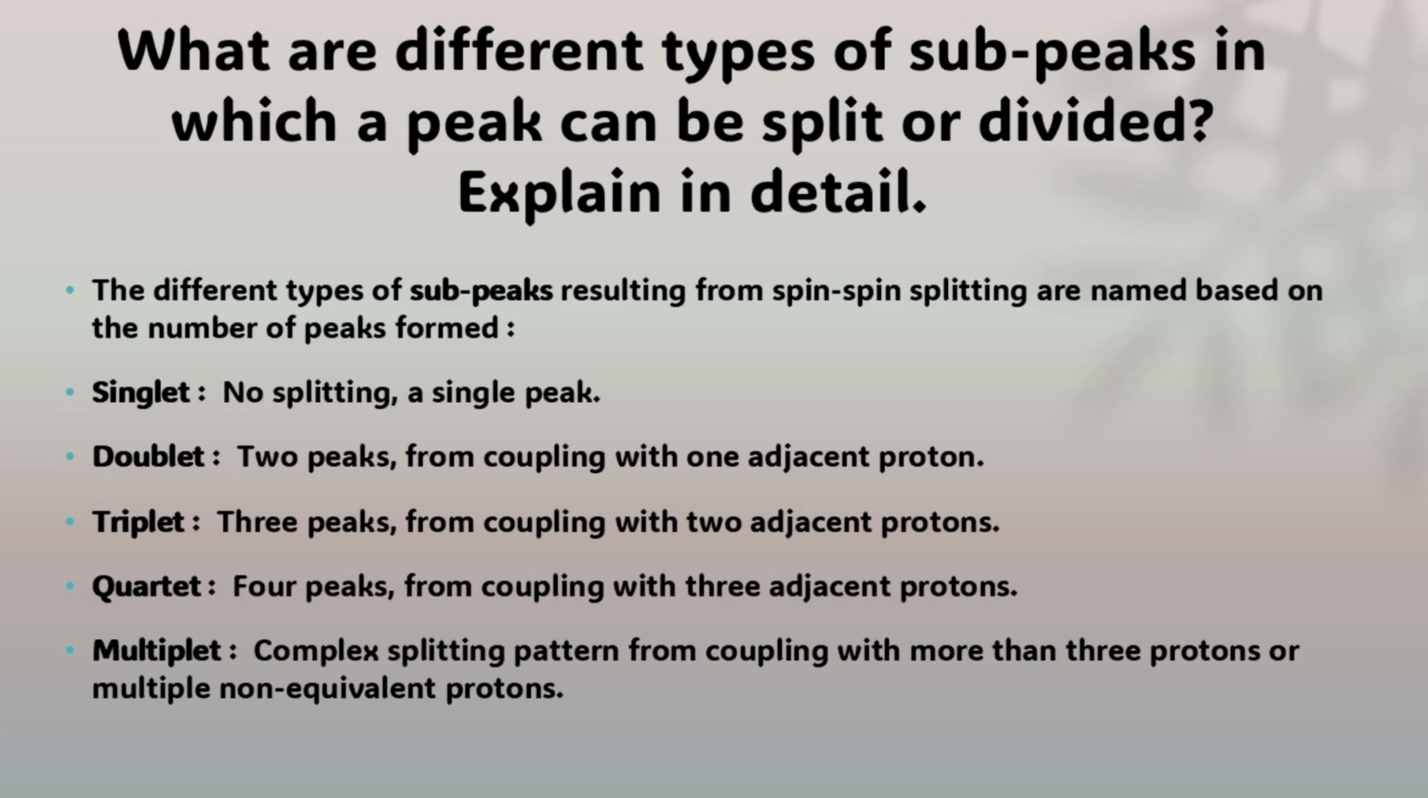Doublet, two peaks, from coupling with one adjacent proton. Triplet, three peaks, from coupling with two adjacent protons. Quartet, four peaks, from coupling with three adjacent protons. Multiplet, complex splitting pattern from coupling with more than three protons, or multiple non-equivalent protons.